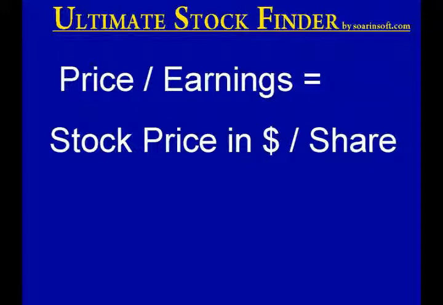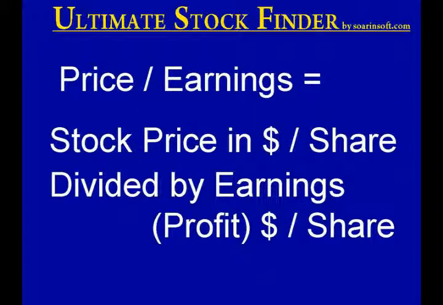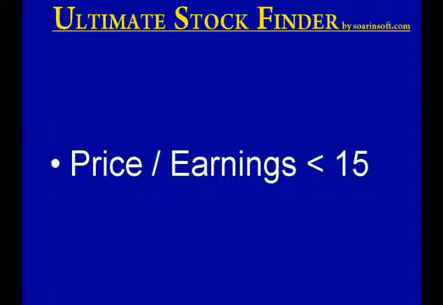Price to earnings ratio, or PE, is stock price in dollars per share divided by annual earnings or profit dollars per share. Historically, stock markets average a PE of 15, but in bull markets, where everyone thinks the stock prices will continue to go up, PEs can average above 20. And in bear markets, where everyone thinks stock prices will continue to go down, PEs can go below 10. We believe that a PE below 15 means a company may be selling too cheaply.